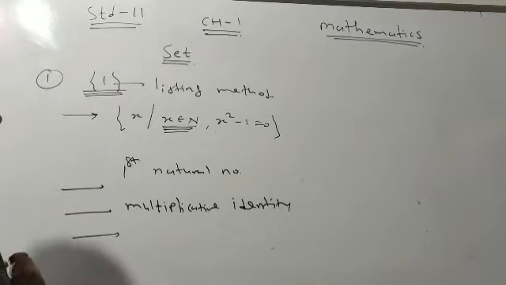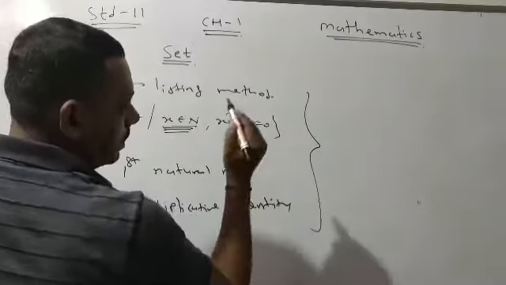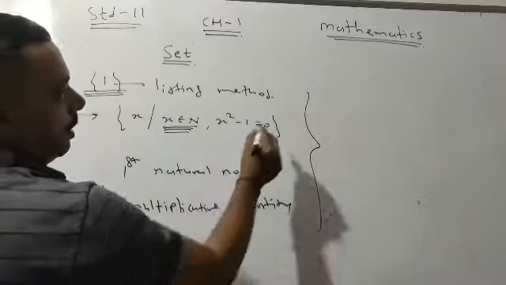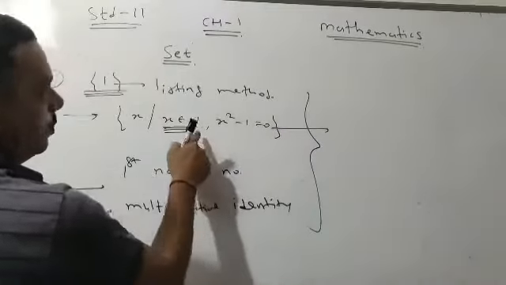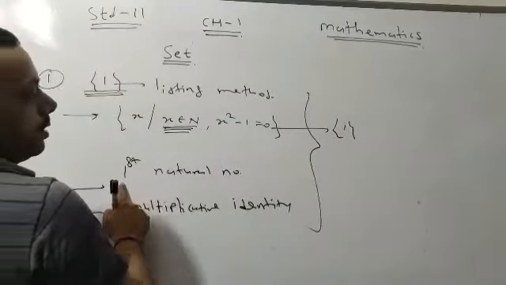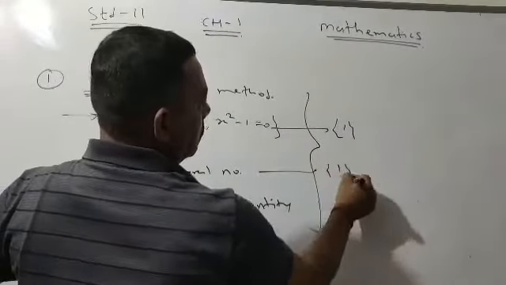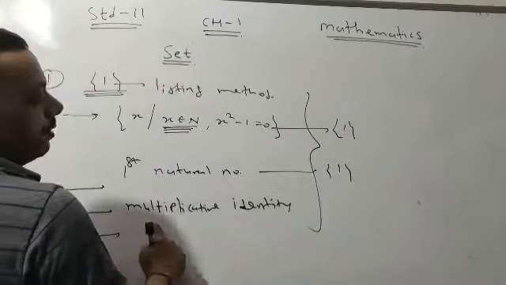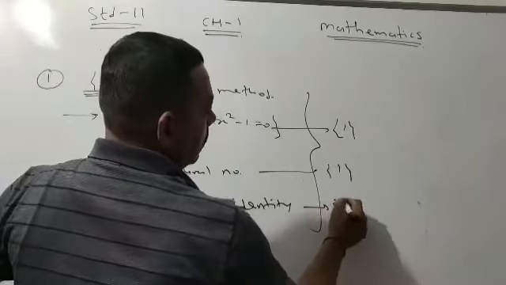So what we can conclude from these answers? If I list out the answer of this set, then it is 1. If I list out the answer of this set, then it is 1. If I list out the answer of this, then also it is 1.